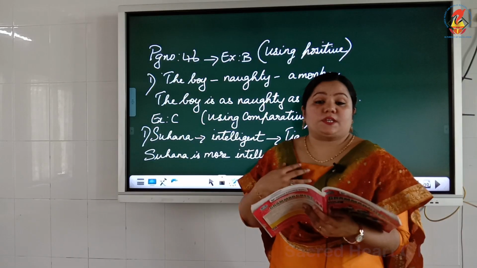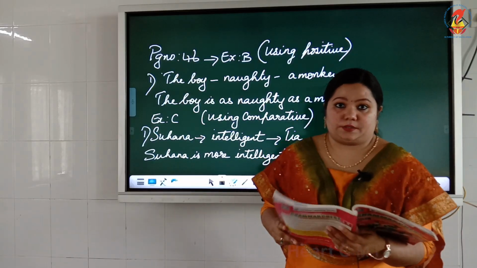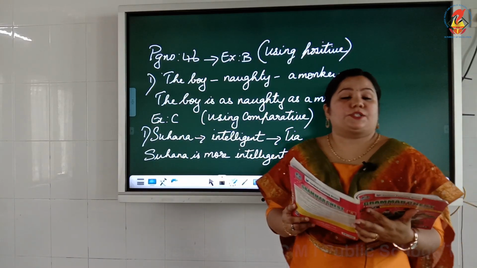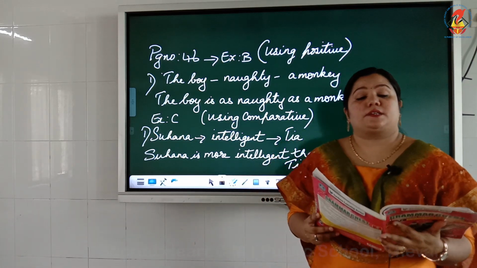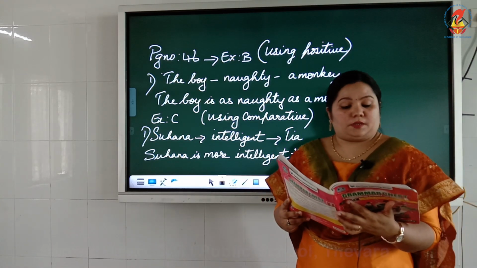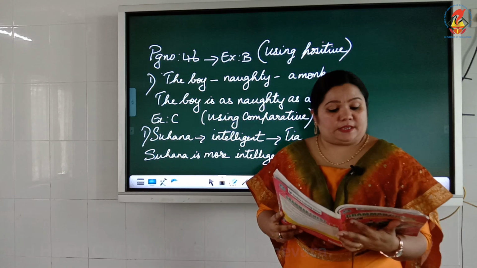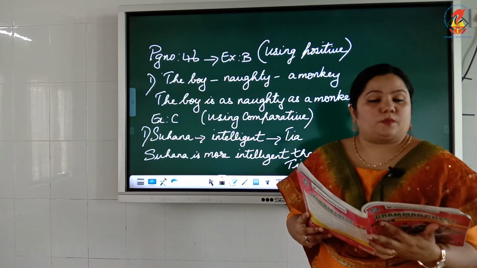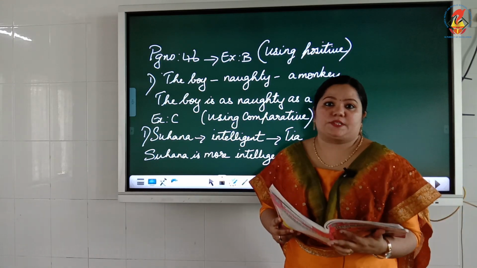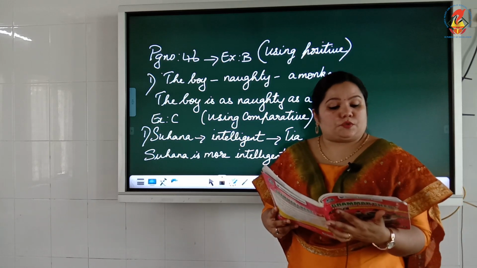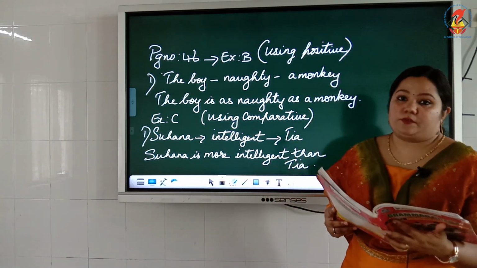Now the second one, Sachin, bright, his father. So we write: Sachin is as bright as his father. Similarly, Jyoti, busy, a bee is given. We write: Jyoti is as busy as a bee. So you are going to write all the others, children. Be careful and you need to write it down.